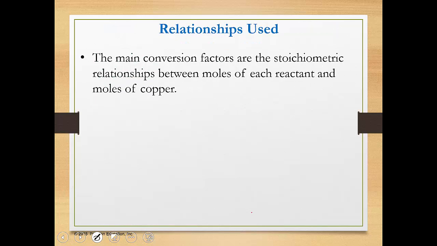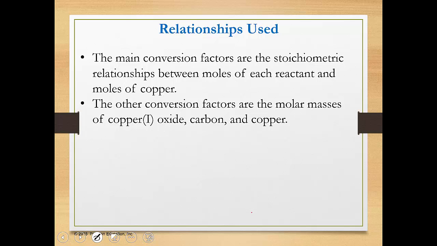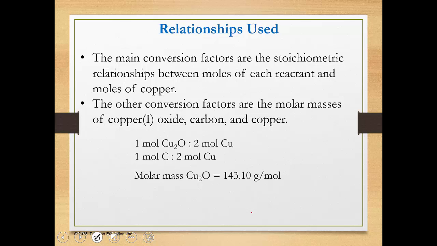So when you work that out, you'll see which one limits you. Now the main conversion factors are the stoichiometric relationships between the moles of each reactant and copper. Okay. And then your other conversion factors are those molar masses you have to calculate. So here's a list of all the things that you need. So you can even make that list ahead of time.